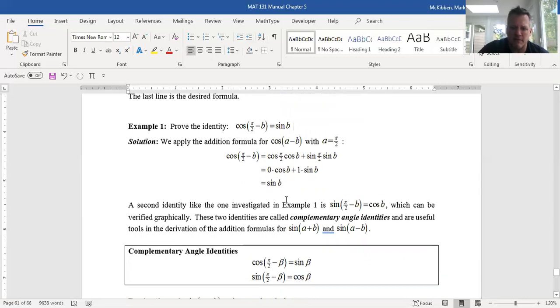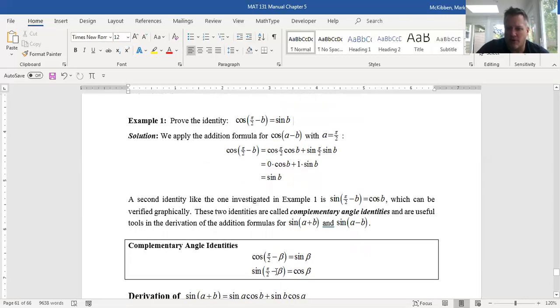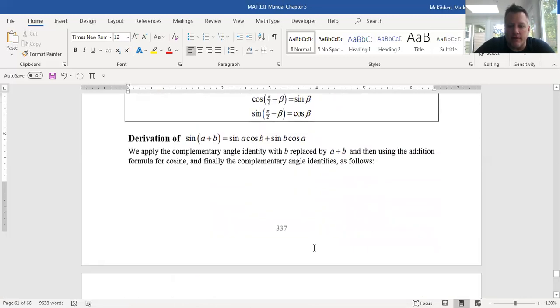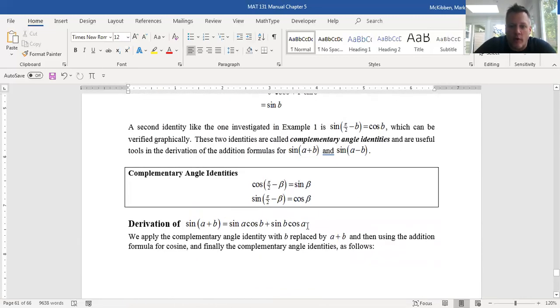All right, and you can do the same sort of thing for the sine of a difference, right? Once you actually have that formula for sine, you can prove it the same way. Okay, and so those are called the complementary angle identities, the co-identities. All right, so here we're going to use this identity, the first guy here, to help us out with this.